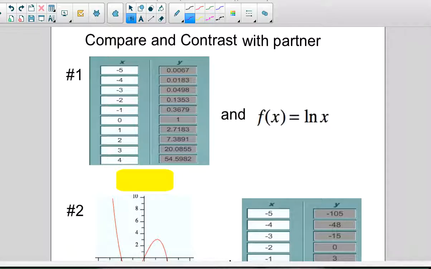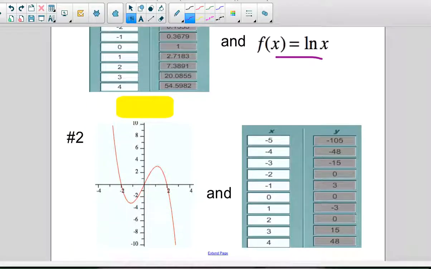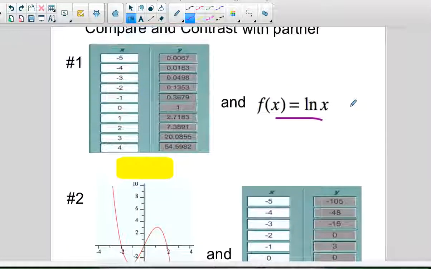And then same thing here, you can pause the video and see if you can compare this table with this graph. They're not the same thing. And then this graph with this table. See if you can come up with how these two are related and then these two are related.